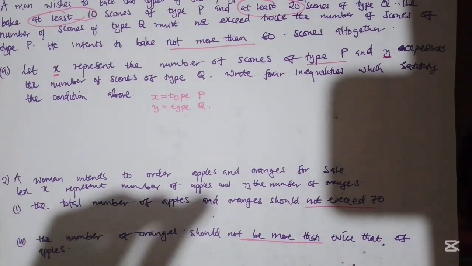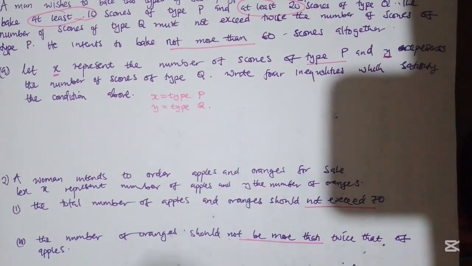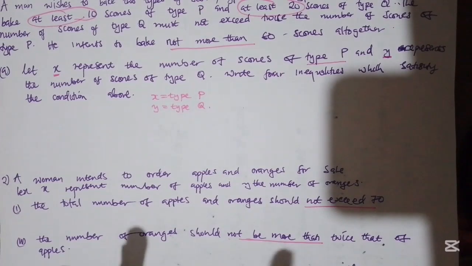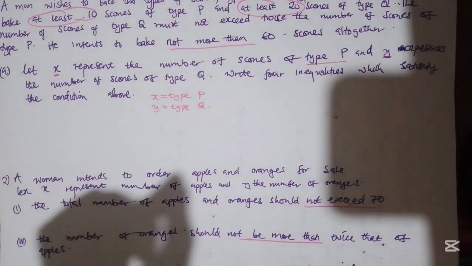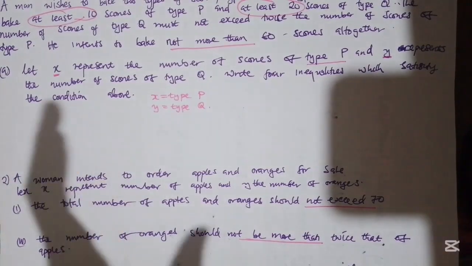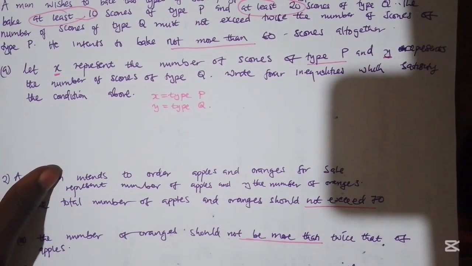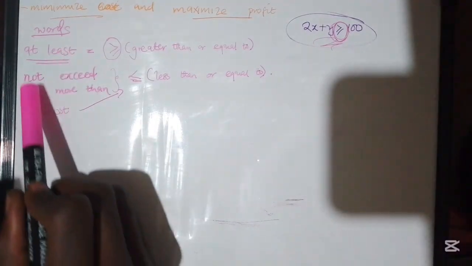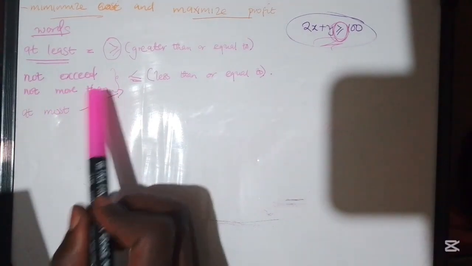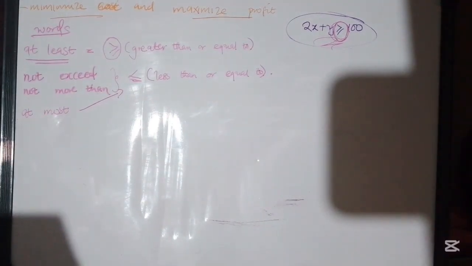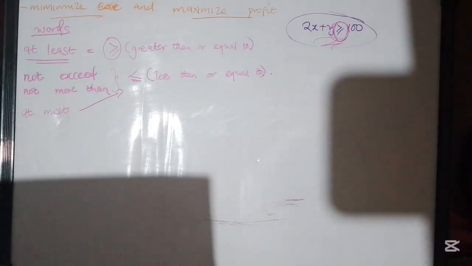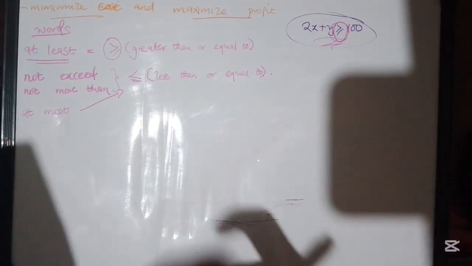So this means wherever there is P, we will replace it with X, and wherever there is Q, we are going to replace it with Y. Now, going back to our question, we are going to pick those words I showed you, which are at least, not exceed, not more than, and at most. These are the 4 words which you should be looking for in every question for you to get the inequalities.